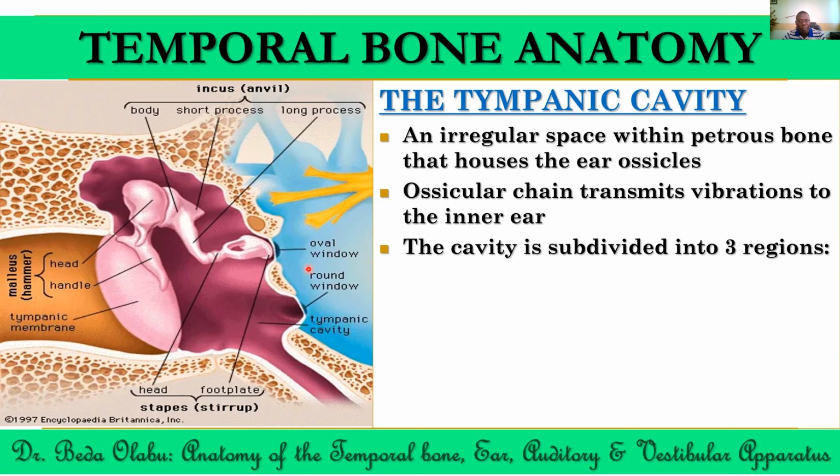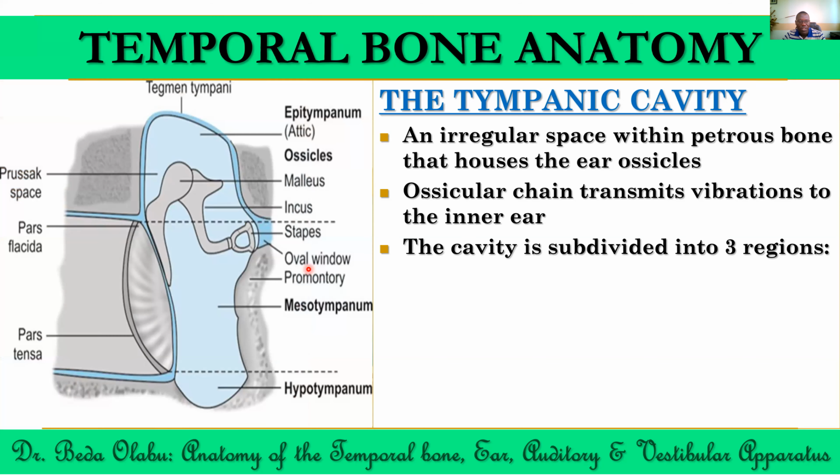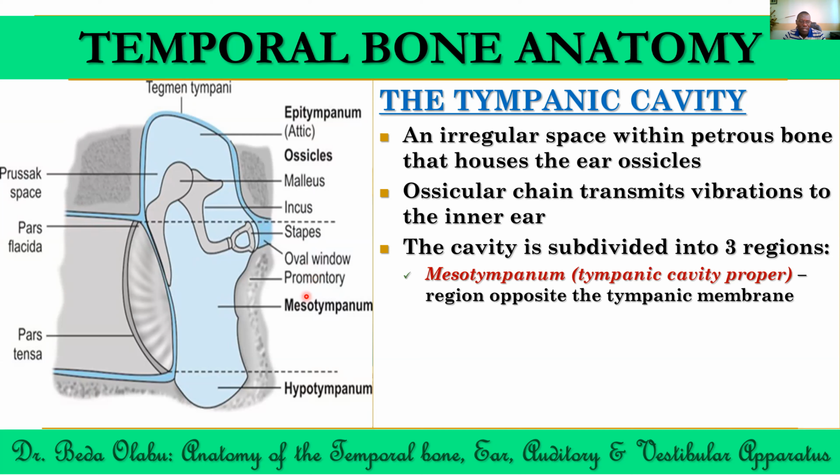We divide the middle ear cavity into three regions. So there are three spaces which are continuous. We have what we call the mesotympanum. The mesotympanum is actually the middle ear cavity proper, so you can call it the tympanic cavity proper. This is the region that corresponds to the level of the eardrum.